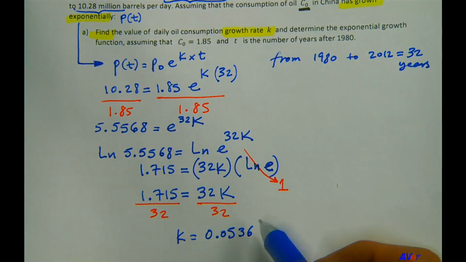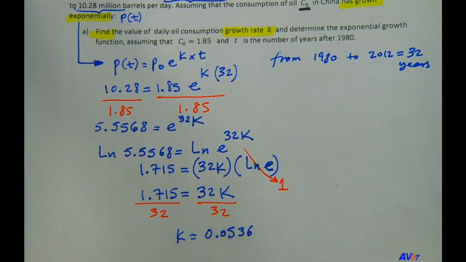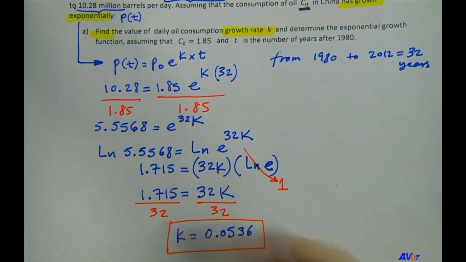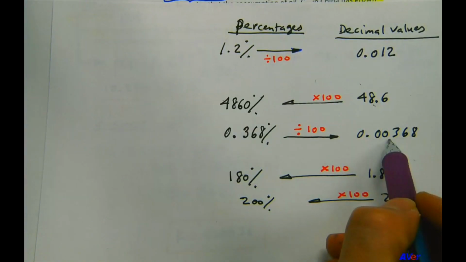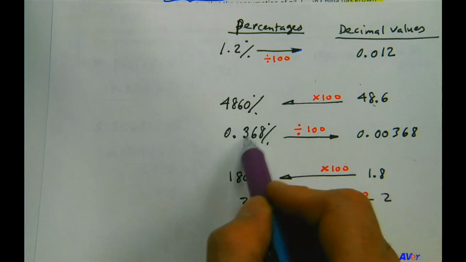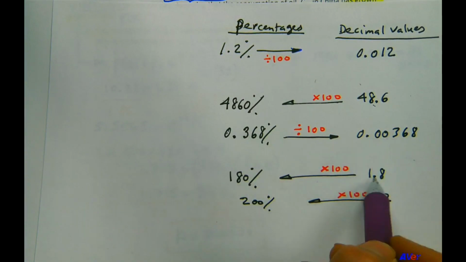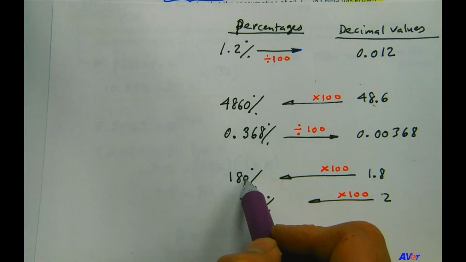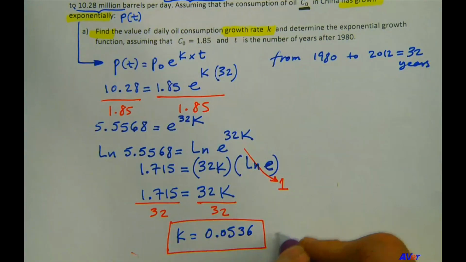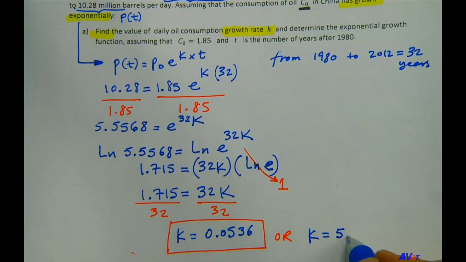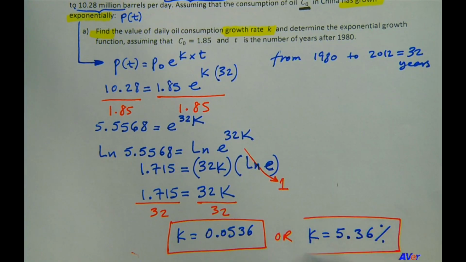So that's the growth rate. We've answered part of the question, and if we need to convert this to a percentage, what do we do? Going from percentage to decimal is one direction. If we have the decimal form and we want to convert to percentage, what do we do? Multiply by 100, right? So multiplying k by 100, you get 5.36%. So either this or that.